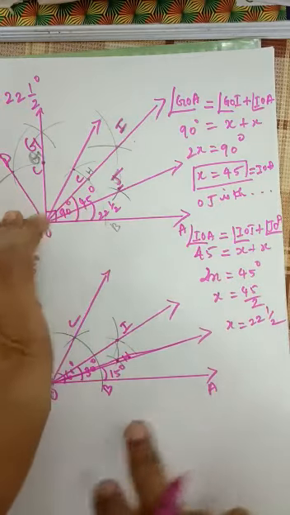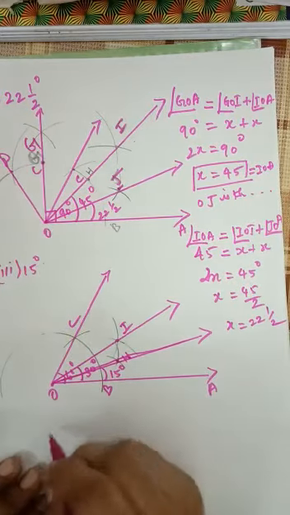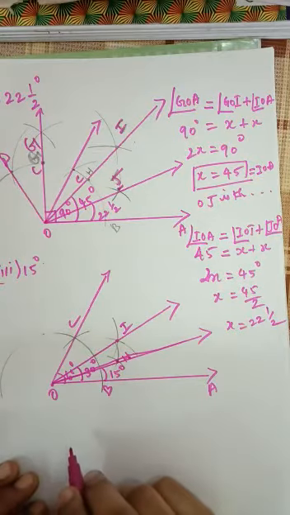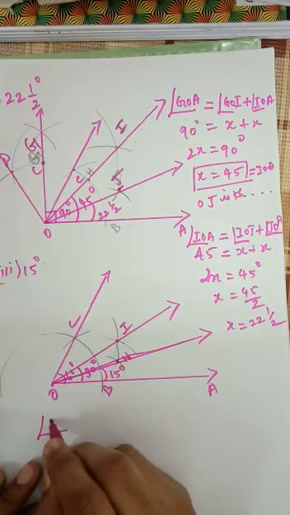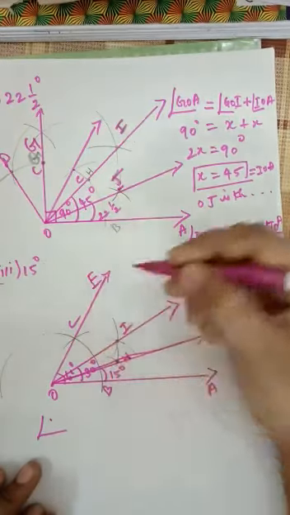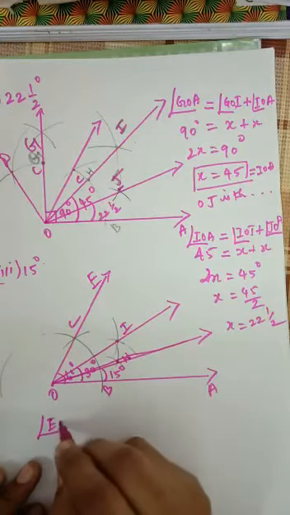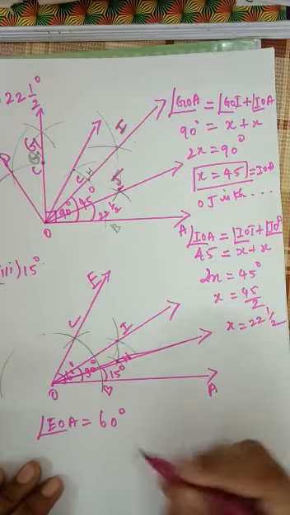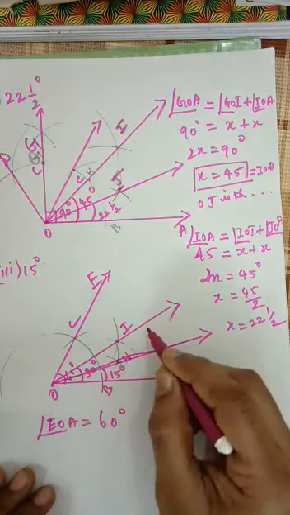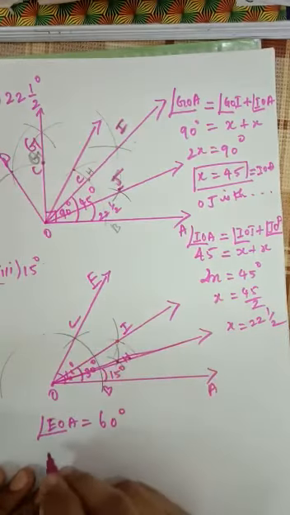Is it clear? For this you have to write the steps. You just try. How do you write it? Angle, this is E and a ray OE. Okay, so angle EOA is equal to 60 degree. Okay, and then OI is the bisector of an angle EOA. So how do you write it?